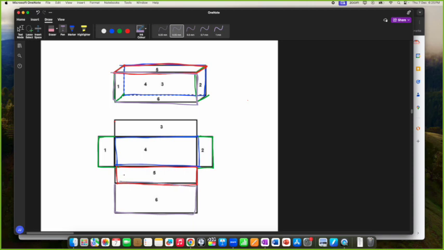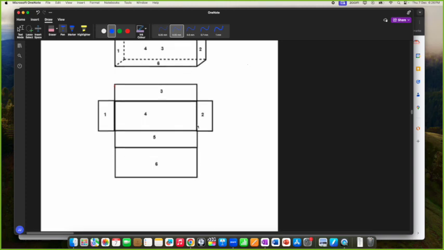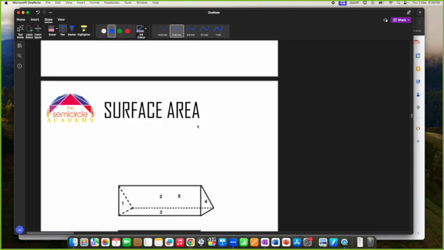So you have to be able to take a 3D shape, break it down into its net, and find the area of each part. And that is what surface area is about. And yes, surface area is a question that you are going to get. Let me take a look at another surface area example.